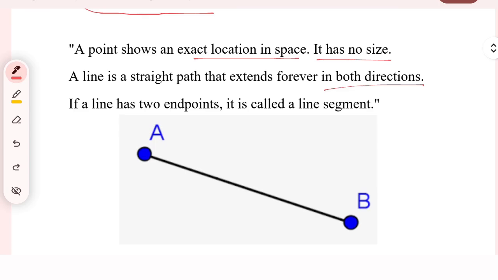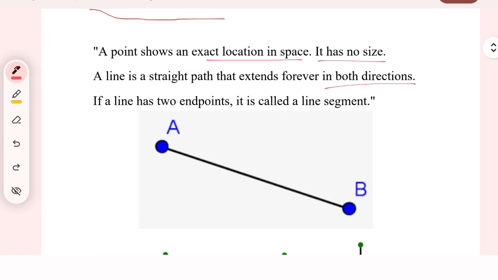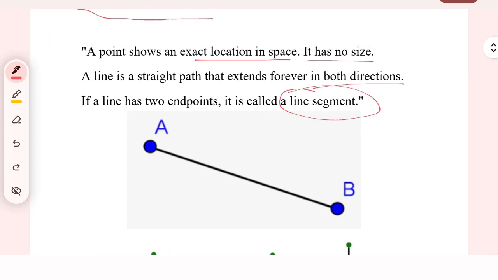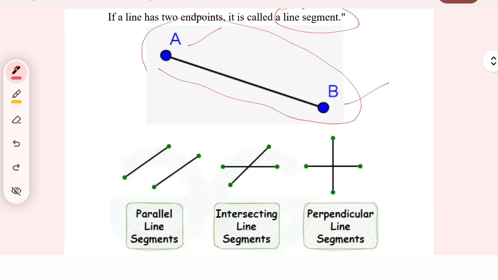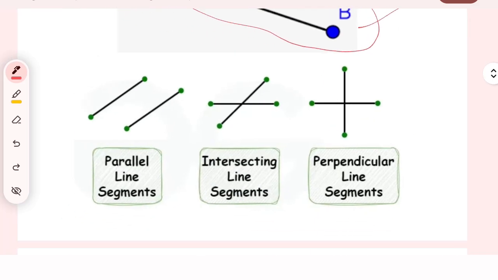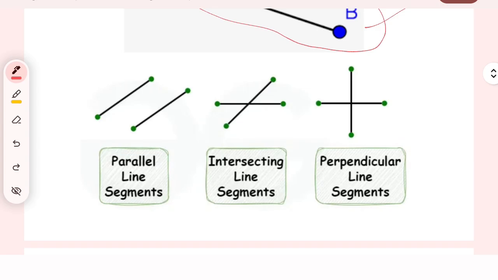If a line has two endpoints, that is what we call a line segment. An example is this. This is a line segment. It has an endpoint at point A and another endpoint at point B. That is what we call line segment AB. And we have here different line segments.